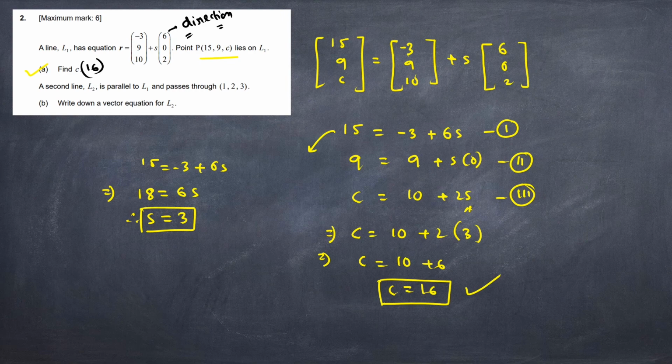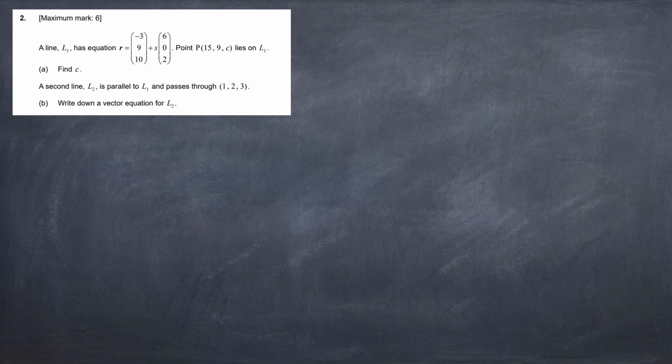Now we will move towards the next question. It is also a very simple question. Just you need to remember the direction vector part. Now the last part of this question is: write down a vector equation for L2. What is L2? L2 is a line parallel to L1 and passes through the point (1, 2, 3).